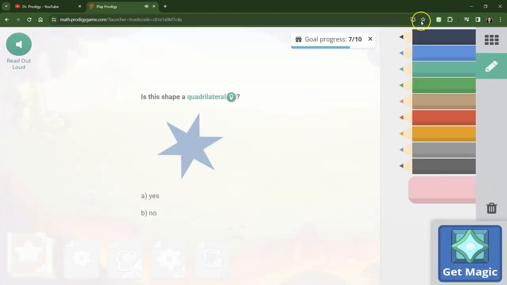Is the shape a quadrilateral? Quadrilaterals have 4 sides. 1, 2, 3, 4, 5, 6, 7, 8, 9, 10, 11, 12. Definitely not a quadrilateral.